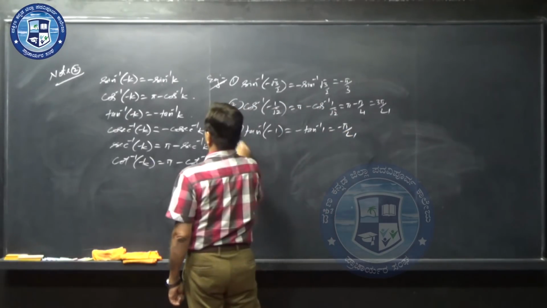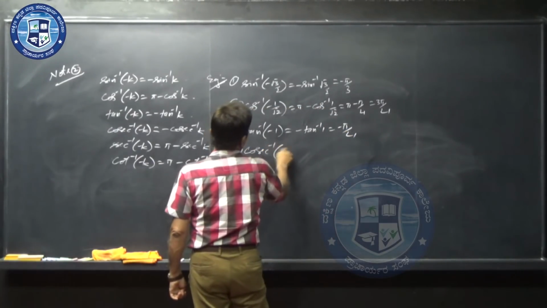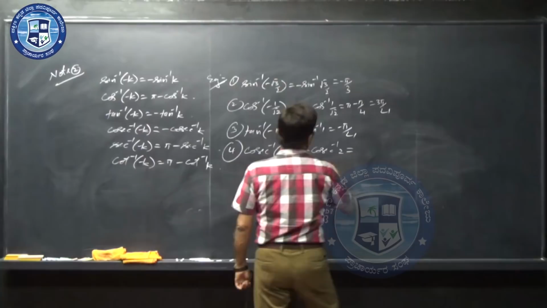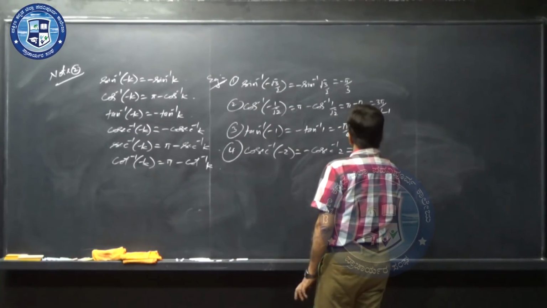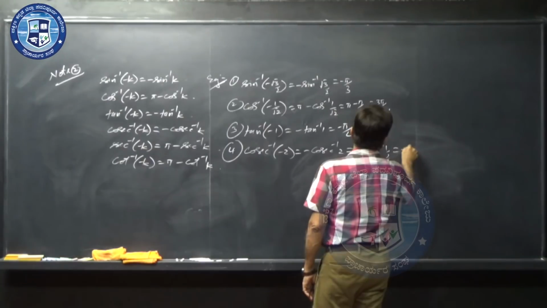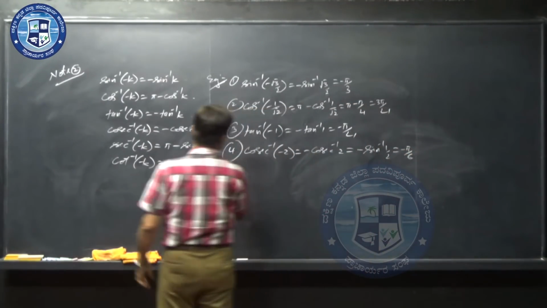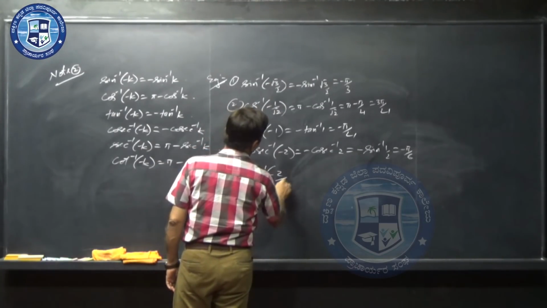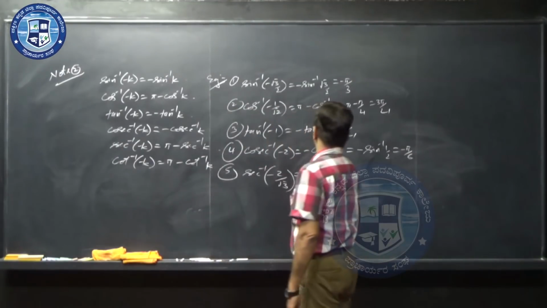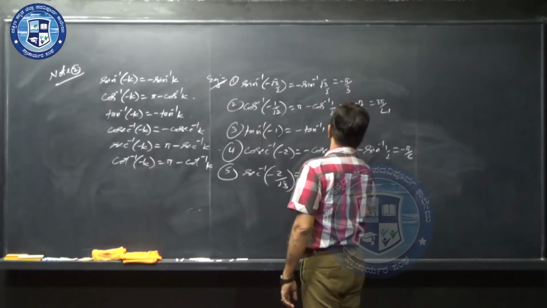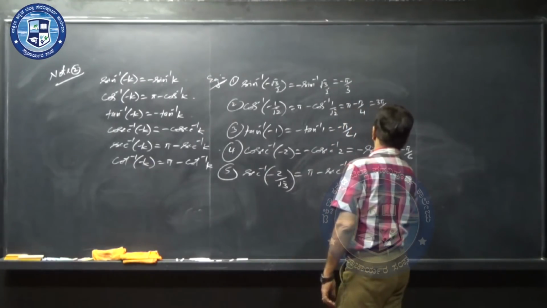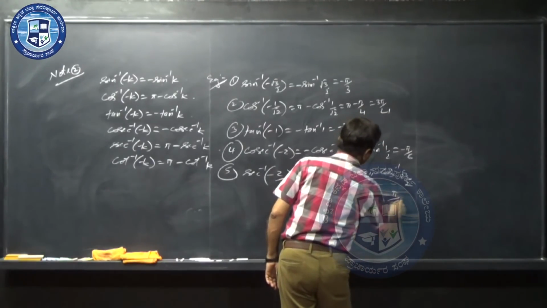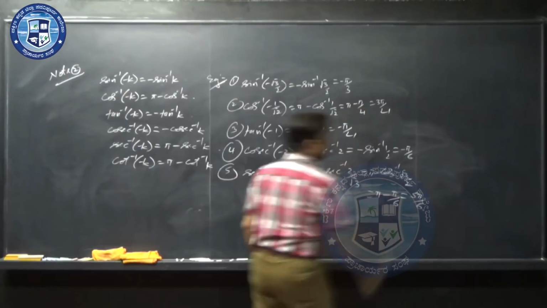Next, cosec inverse of minus 2 is equal to minus cosec inverse of 2, that is equal to minus sine inverse of half, that is equal to minus pi by 6. Next, secant inverse of minus 2 by root 3 is equal to pi minus secant inverse of 2 by root 3, that is equal to pi minus cos inverse of root 3 by 2, that is equal to pi minus pi by 6, that is equal to 5 pi by 6.